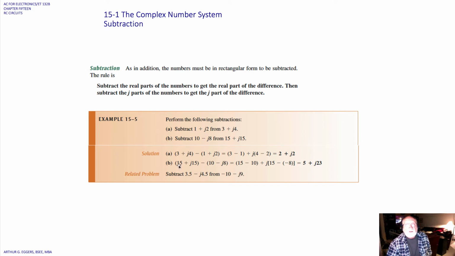So 15 minus 10, and j15 minus a minus j8 becomes a plus 8. Okay, so 15 minus 10 plus j15 plus j8. So we end up with 5 plus j23.